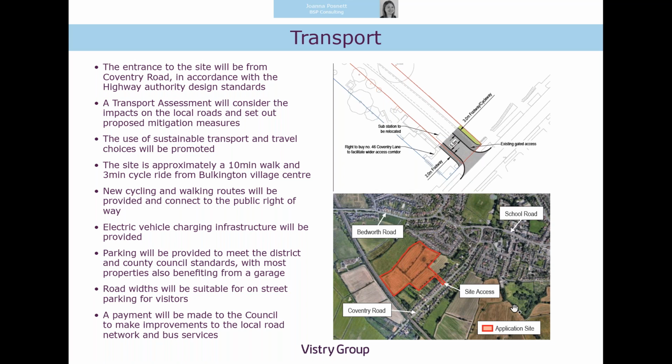Hi, thanks, Ali. As Ali mentioned, the site access is proposed off Coventry Road, where there's an existing gated field entrance at the moment. So we're looking to upgrade that to form a formal junction. As you can see on the images there, it will include a 3 metre wide footway cycleway on one side of the access road and a 2 metre footway on the other side.